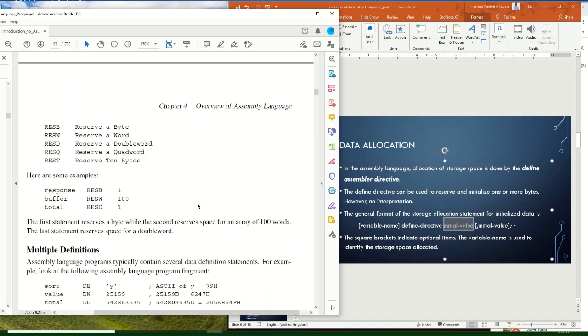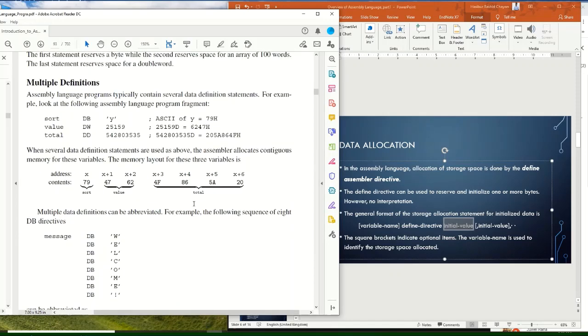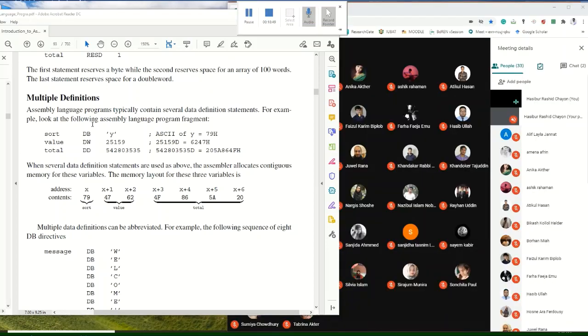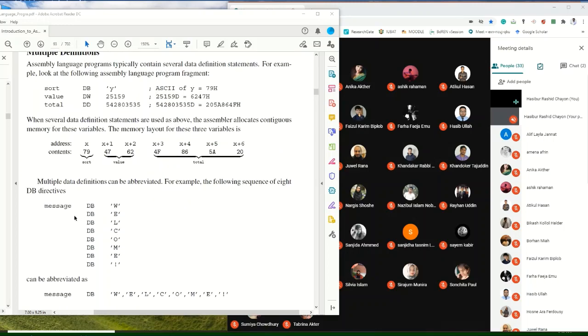And then we know, by the way, this is another example. By the way, let me just pause. So now we are going to discuss multiple definition. What multiple definition means is that instead of writing several times, we can write in one time if you have several data, like an array.